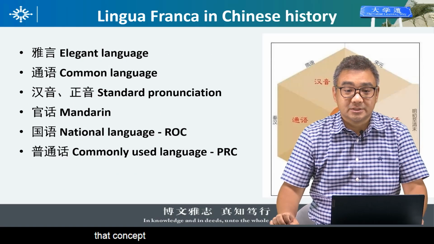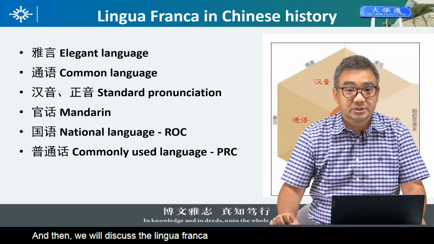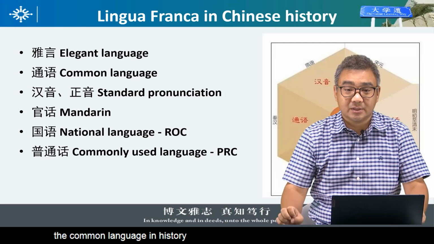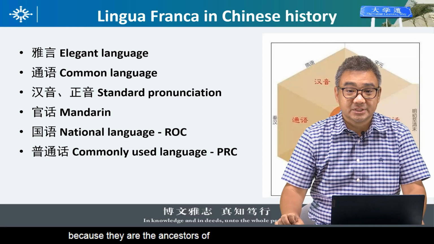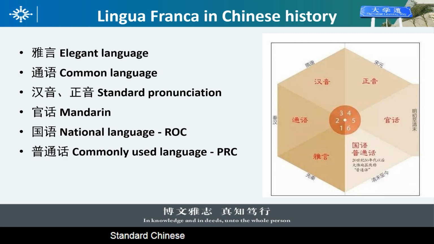Okay, remember that concept. And then we will discuss the so-called lingua franca, the common language in the history of China, because they are the ancestors of Standard Chinese. You can look at the right part of this page. On this illustration, you can notice there are different stages of the historical evolution of the Standard Chinese language. For example, it starts from 雅言, the elegant language.